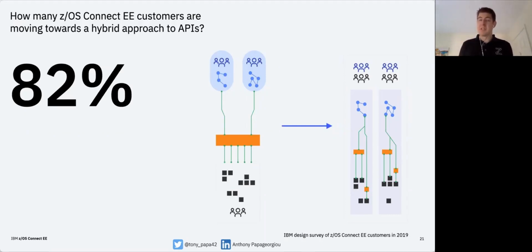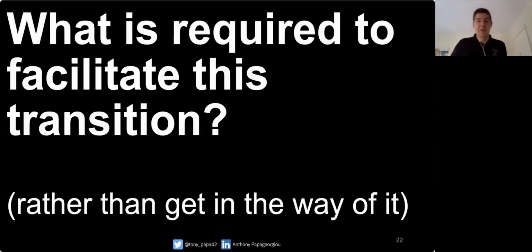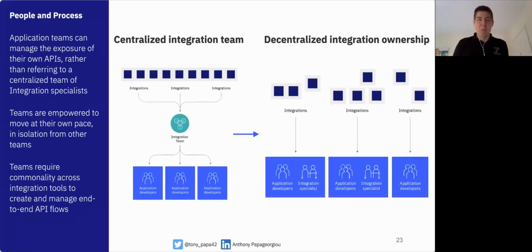We certainly need to be cognizant of the fact that ZOS Connect is going to be operating in this new world, and we have to understand what that means. So that led us to what is required to make sure that we facilitate this and not get in the way of it. So the first thing is rather obviously all around people and process.